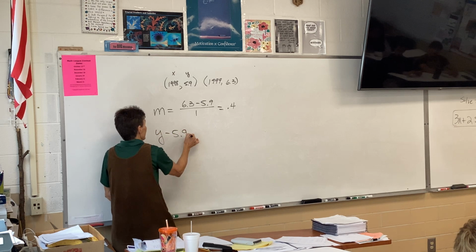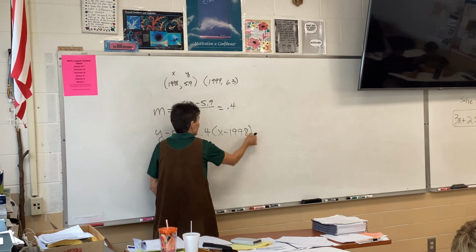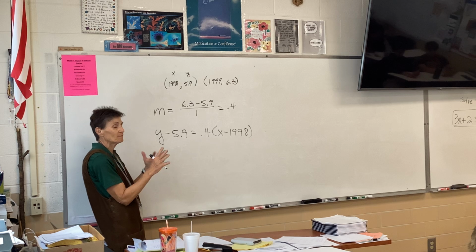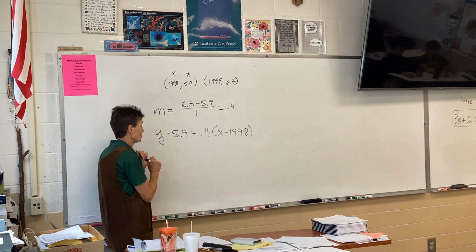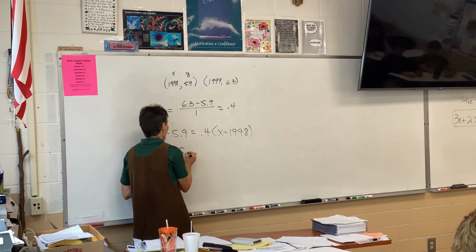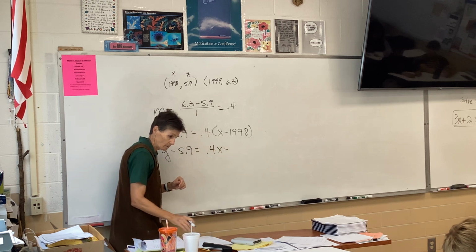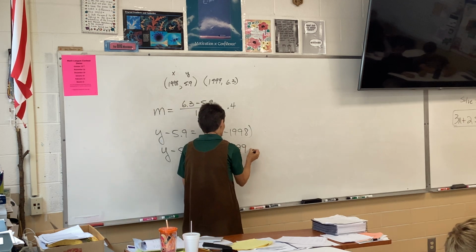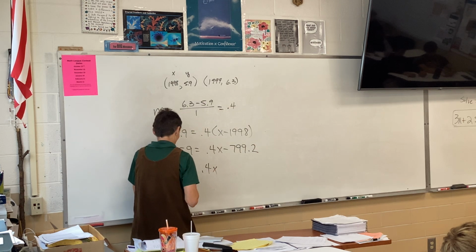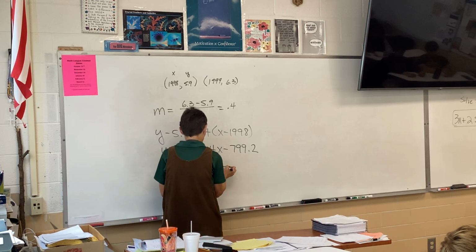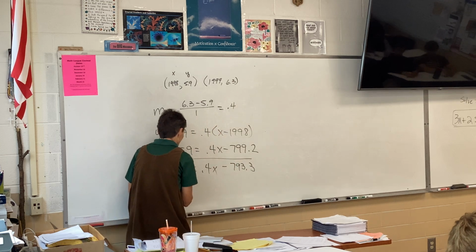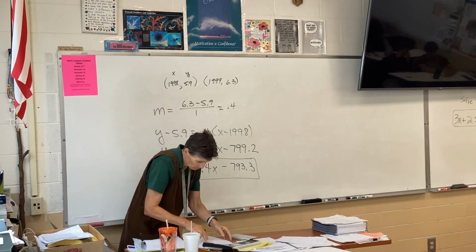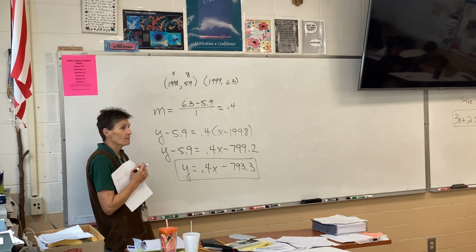I'm going to do y minus 5.9 equals 0.4 times (x minus 1998). Now, I'm doing point slope. You do not have to do point slope. You set this up any way you want. If you like to do y-intercept and find b, that's so fine. This is what I'm going to do. And then I'm going to go ahead and get my y by itself, because that's what the problem says I need to do. This is y in terms of x, which is what the problem said. Did I check my arithmetic with yours, is it okay? Yep. You okay with that? All right.